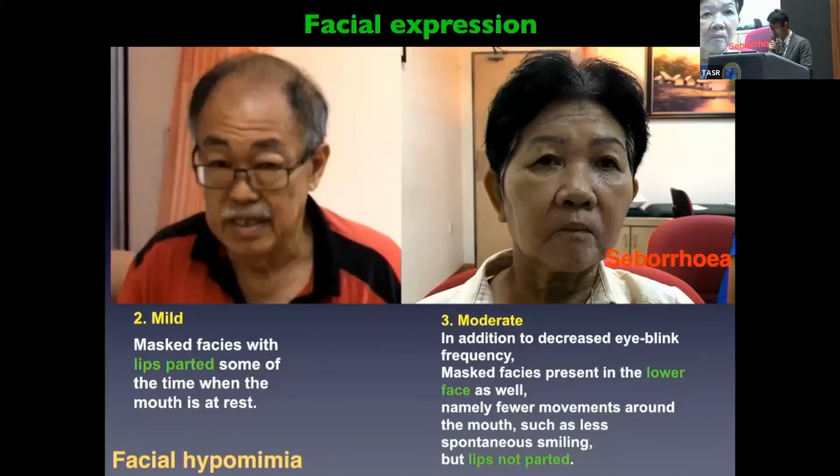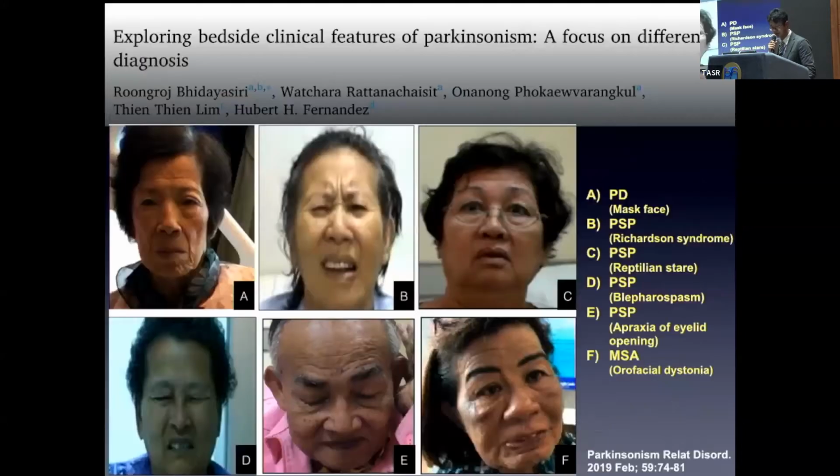You can see this patient with associated dermatological seborrhea. In Parkinson's patients, decreased eye blinking and masked faces are present in the lower face as well, namely fewer movements around the mouth, such as less spontaneous smiling, but the lips are not parted, so this becomes a 3. So sometimes the face can tell us more than whether it's Parkinson's disease or a normal patient, but it can also tell us that there may be features of atypical Parkinsonism, and they don't look the same.